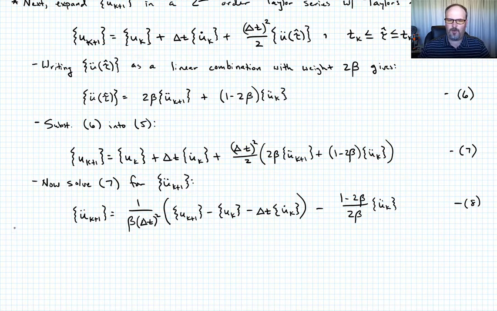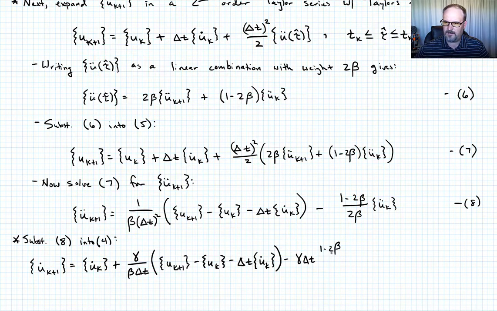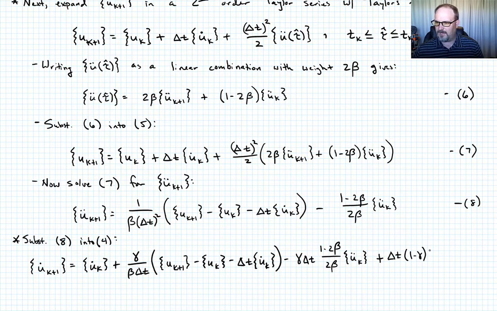So now what we want to do is substitute equation 8 into equation 4. So that's going to give us that we have u dot of k plus 1 is equal to u dot of k plus, now we have gamma over beta delta t times the quantity u of k plus 1 minus u of k minus delta t times u dot of k, okay, minus gamma delta t times 1 minus 2 beta over 2 beta times u double dot k, right, plus delta t times 1 minus gamma times u double dot k.